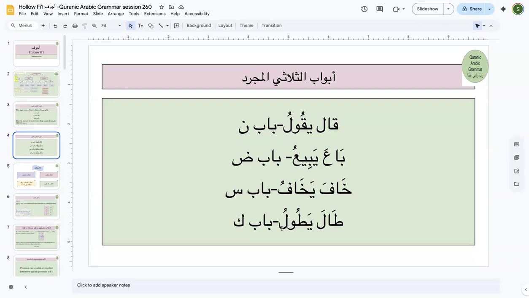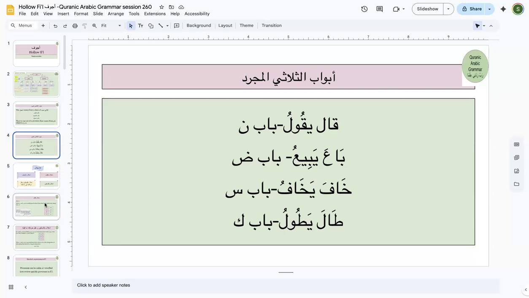So keep in mind that your ajwaf is going to be mainly from the three above. And this is basically what you need to know here. Okay, so everyone with me so far?